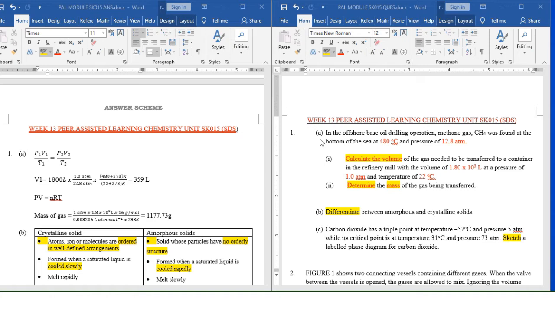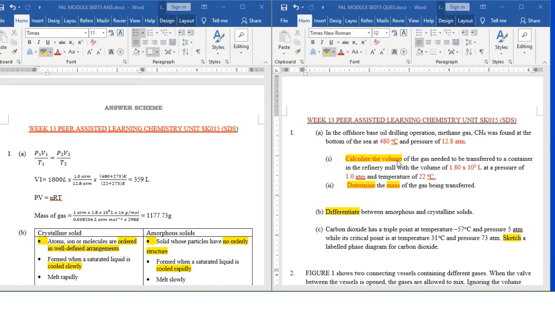Look at my cursor. In the offshore-based oil during operation, methane gas CH4 was found at the bottom of the sea at 480 degrees Celsius and pressure 12.8 atm. So the information given is methane, this is the temperature, and this is the pressure. Make sure that later in the calculation, you must change to Kelvin, plus 273.